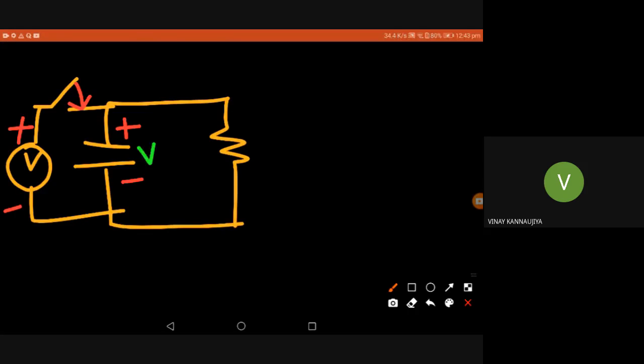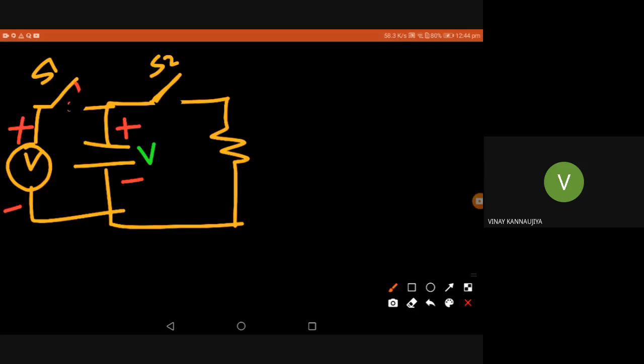Okay, now what happens? Now I'll keep one more switch here so that you can understand the concept. First I switch on S1 so that the capacitor is charged to V. Then I switch S1 off. Now I switch on S2.